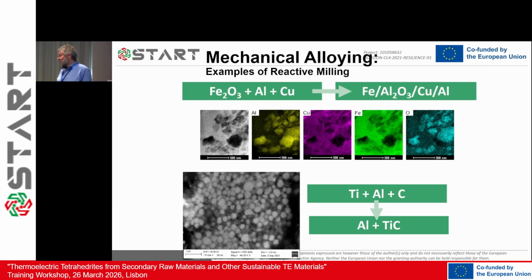In some cases, when the thermodynamics is in your favor, you can obtain some mechanochemical reaction, formation of completely new phases, or removal of oxygen from iron oxide to get aluminum oxide, or in this case the formation of titanium carbide in a matrix of aluminum. And these are all nice effects, and the ball milling was originally thought of not for this kind of purpose, but more for improving the mechanical properties of the material.